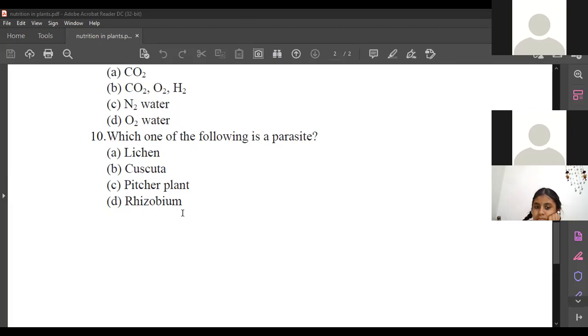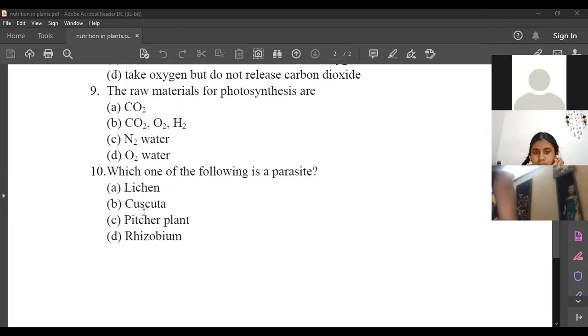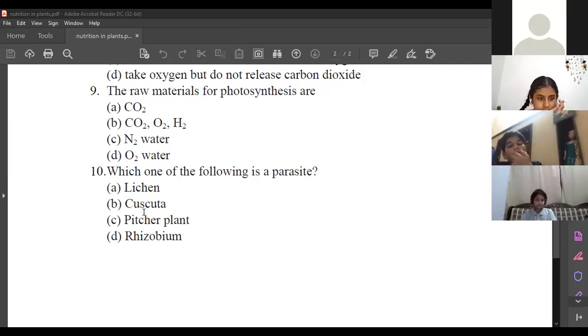I hope everyone knows what a pitcher plant is. Sir, I have a doubt, sir. What is the meaning of H2? H2 is hydrogen gas. N2 means nitrogen gas, O2 means oxygen gas, CO2 means carbon dioxide gas. Okay.